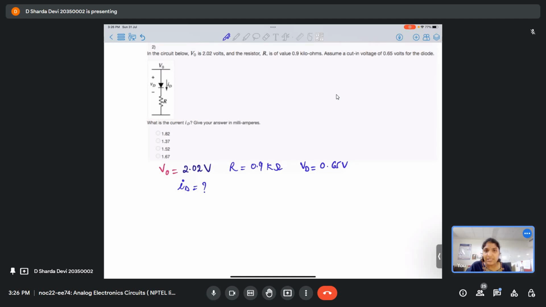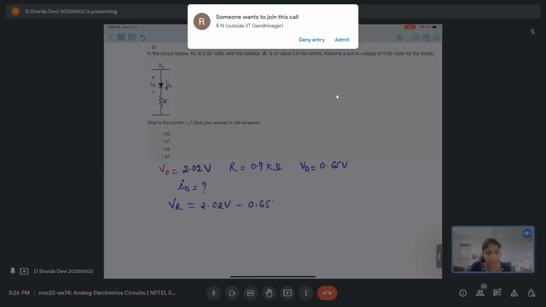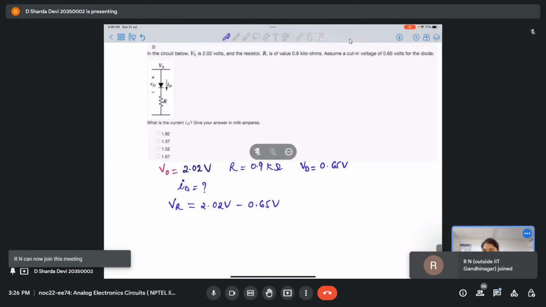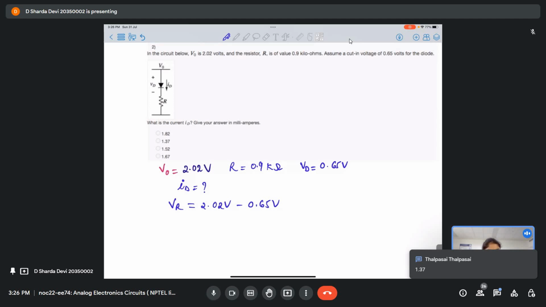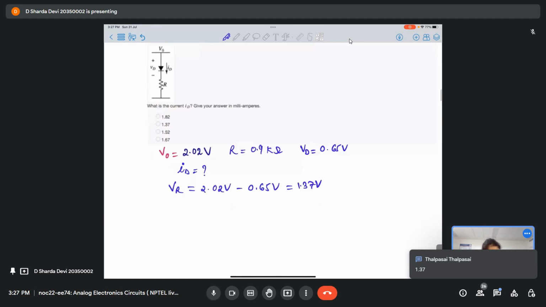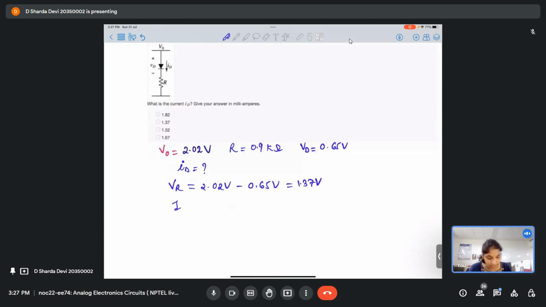So here the first thing that we can find out is the drop across the resistor, that is VR. So it will be 2.02 volts minus 0.65 volts. So this is 1.37 volts, right? So what will the current across the resistor be? IR will be 1.37 by 0.9 kilo ohms. So this is 1.52 milliamps, right?